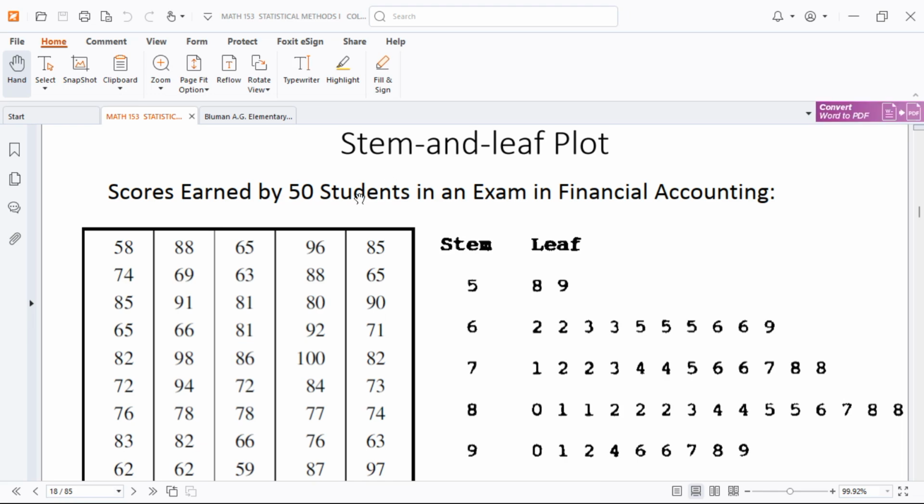So here, this is the question. It said: scores earned by 50 students in an exam in financial accounting. So these are the scores that were earned by students in financial accounting. They are just raw data, and we are asked to represent it on a stem and leaf plot. And this is how the stem and leaf plot looks. I would like us to go to the worksheet so that I can take my time to really explain how they were able to get this stem and leaf plot from this raw data.